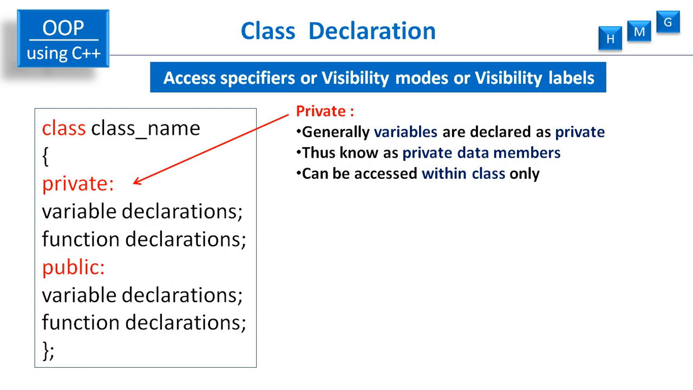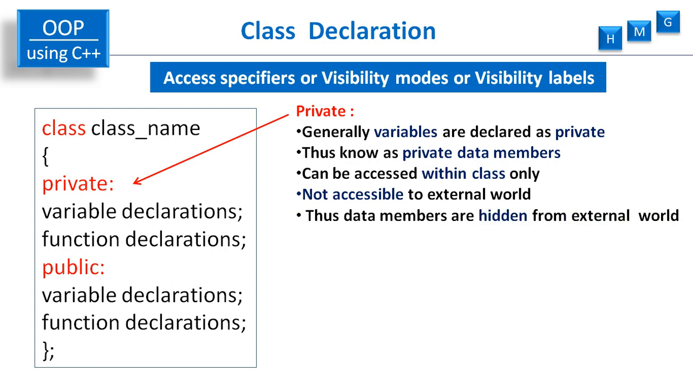These data members can be accessed within class only. As they are private, they are accessed within the class only. They are not accessible to the external world. In this way, the data members are hidden from external world, or you can say the data members are protected from external world, as they are not accessible outside the class or external world.